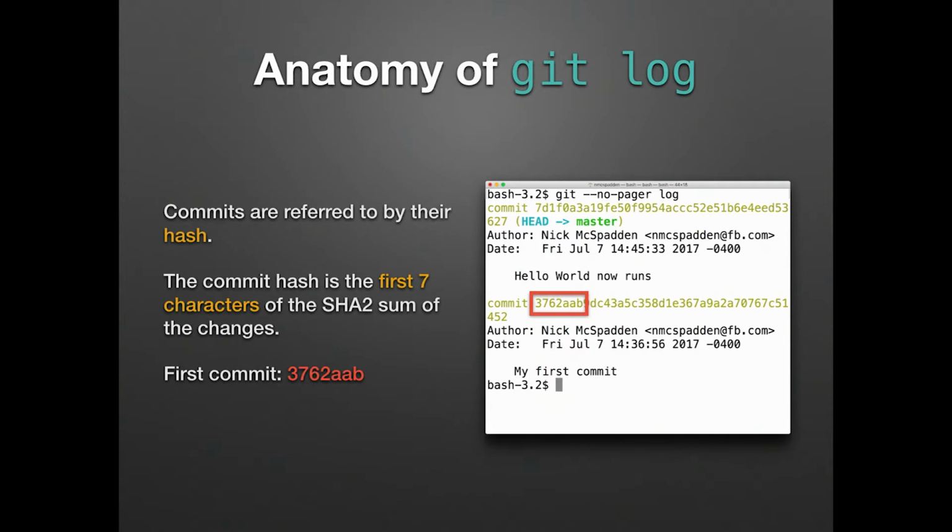So that first commit I made, right, that is 3762AAB. That's how Git is going to refer to this commit from now on. The second commit, obviously, is going to have that 7-character string. In most cases, you don't need to worry about that too much. If you ever need to go back in time to look at specific commits, this would be the way that you could refer to it.